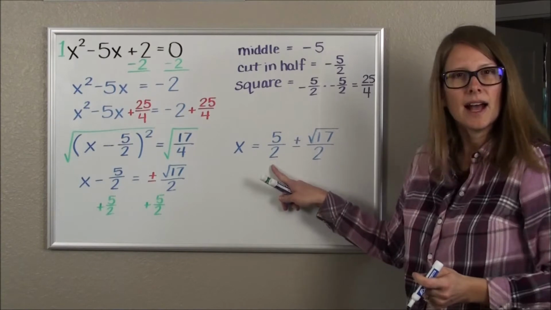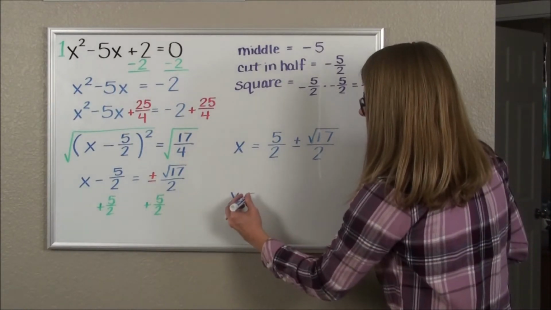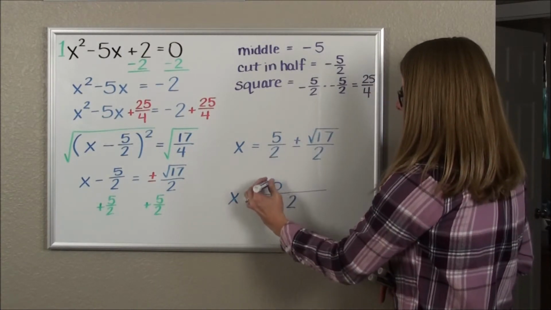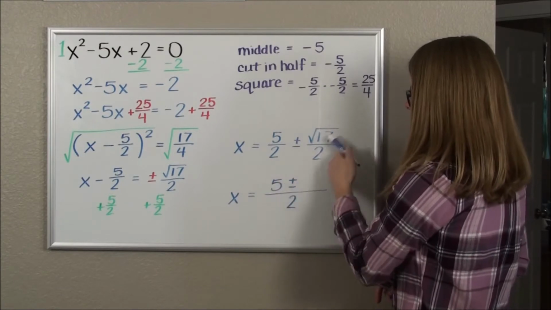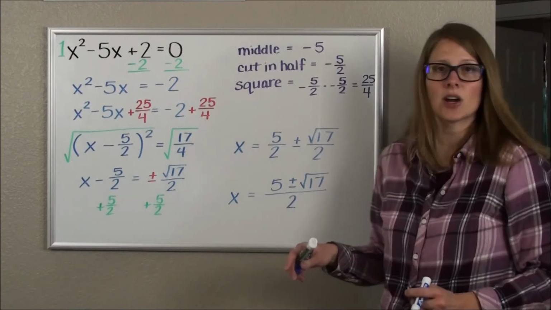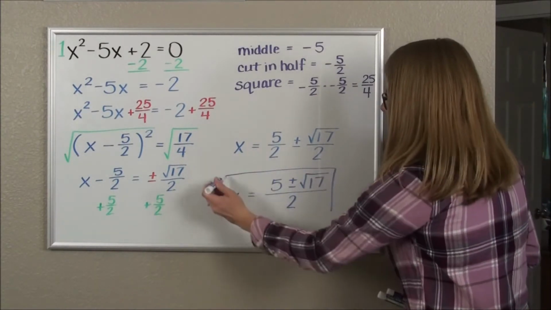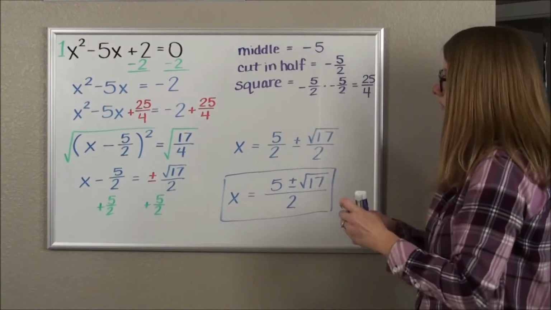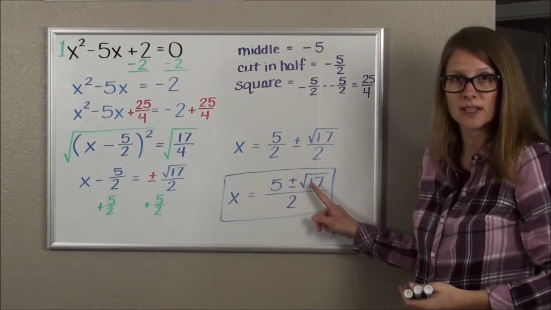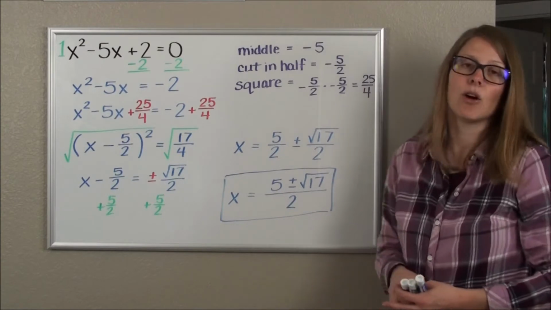But again, like in the last example, because these share a common denominator, let's go ahead and mush them into one big fraction over 2. Up top, we'll have the 5 plus or minus the square root of 17. Because 5 and the square root of 17 are not like terms, we can't combine them, this is where we end. Again, this is actually 2 solutions for this degree 2 equation. We have 5 plus the square root of 17 all over 2, and then we have 5 minus the square root of 17 all over 2.